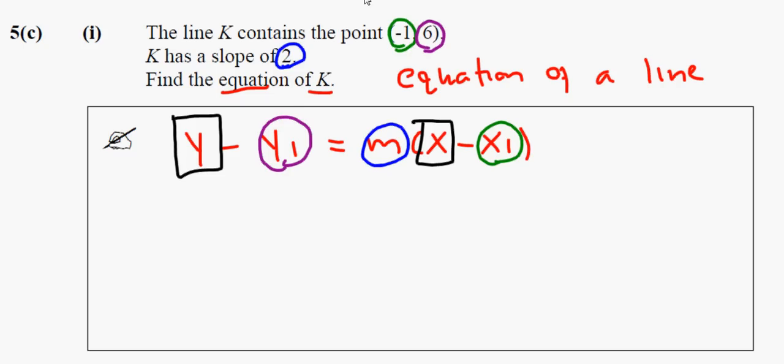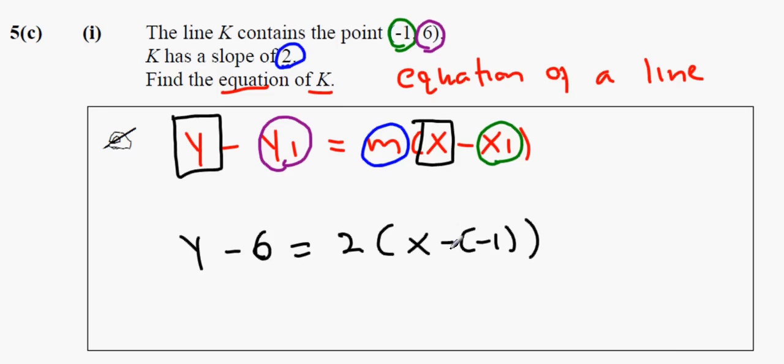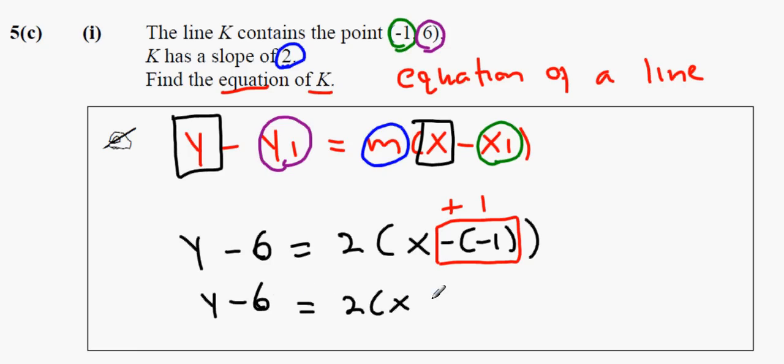Okay, so when we do this formula, we're going to get y minus 6 equals 2 into x minus minus 1. Now in your calculator, you can put minus minus 1 in, and it will tell you it's x plus 1. So we get y minus 6 equals 2 into x plus 1, and then we can multiply these out. So we get y minus 6 equals 2x plus 2.